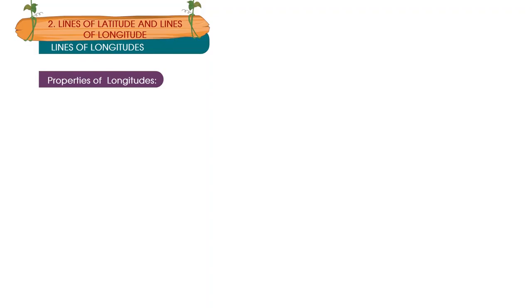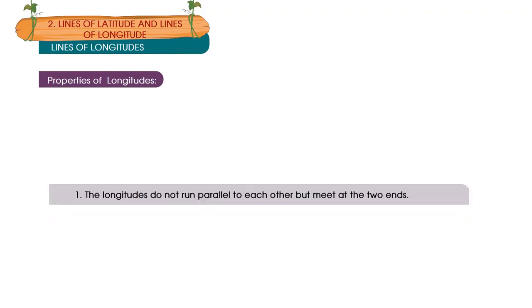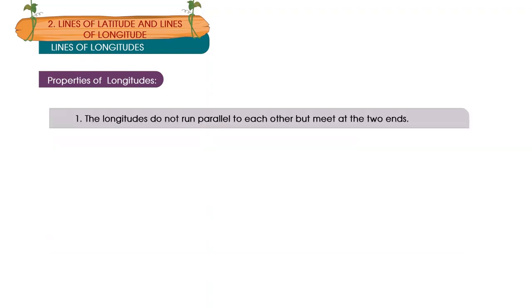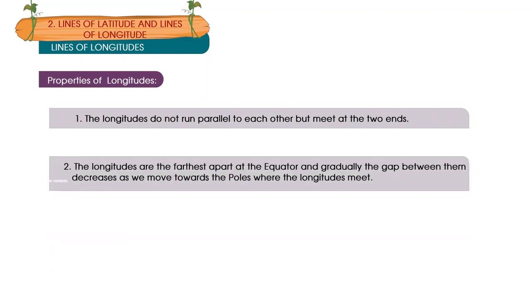Properties of longitudes. 1. The longitudes do not run parallel to each other but meet at the two ends. 2. The longitudes are the farthest apart at the equator and gradually the gap between them decreases as we move towards the poles where the longitudes meet.